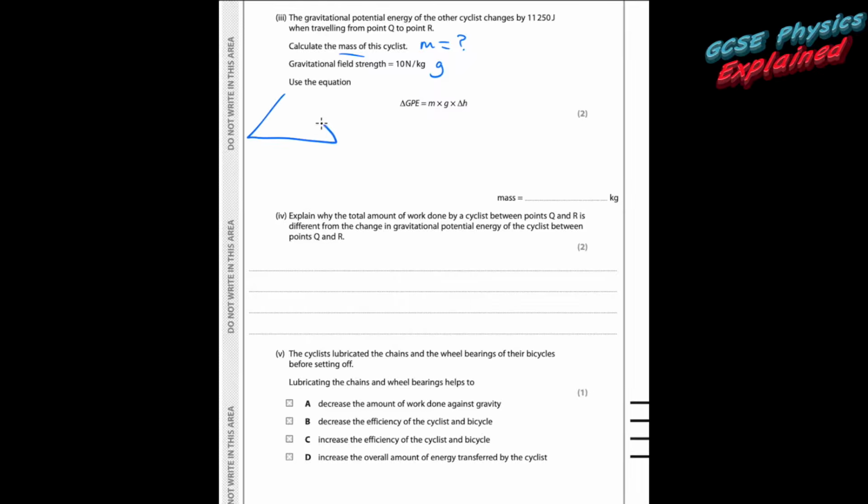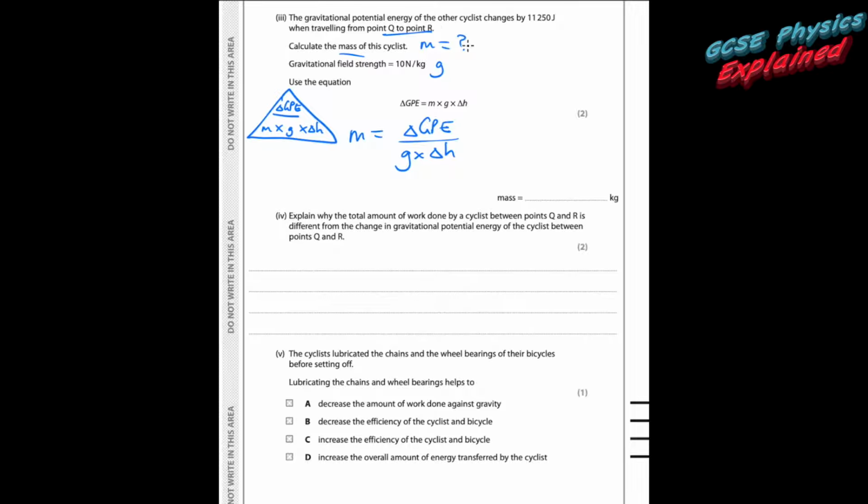So let's pop it in a magic triangle to rearrange it. m times g times delta h goes on the bottom. Delta GPE goes there. We're looking for the mass, so cover that up. What are we left with? Delta GPE divided by g times delta h.